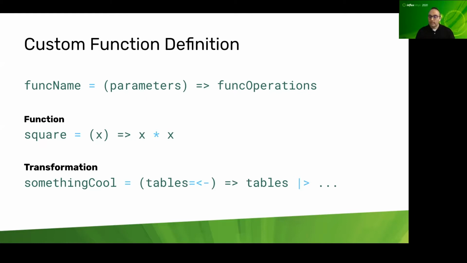This can be named anything. It could be T, it could be S, it could be foo, it can be anything you want. I use just the convention of the tables parameter to represent the input tables. The left arrow operator, the less than sign with the hyphen, represents any data that is pipe forwarded into the transformation. I then take that set of input tables and operate on them in some way.